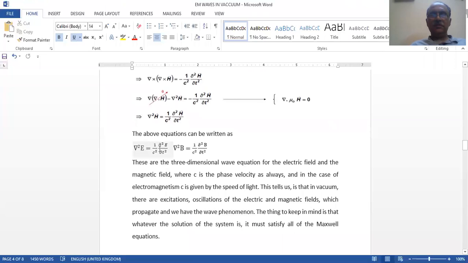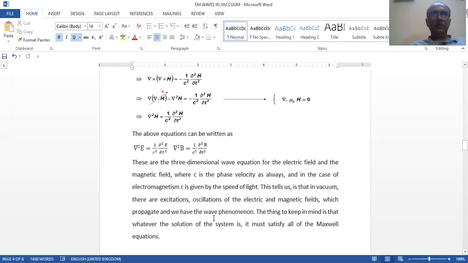So both the equations written in the compact manner show that these are three-dimensional wave equations for electric field and magnetic field, where c is the speed of light. This means that even in vacuum there are excitations. The excitations are in the form of the electric field and the magnetic field, which propagate, and we have the wave phenomenon.